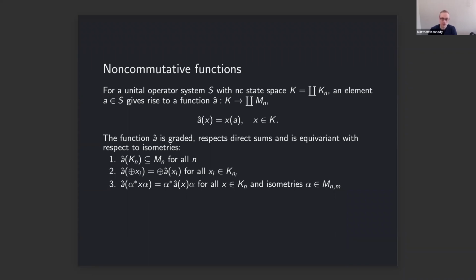It respects direct sums. If I take a direct sum of elements in these Kn, direct sums of UCP maps are UCP maps. And A hat respects direct sums in the sense that I've written down here for number 2. And the third thing that's important is that A hat is equivariant with respect to isometries. What this really says is that A hat respects the structure of the NC convex set K. This turns out to be equivalent to the statement that A hat sends NC convex combinations to appropriate NC convex combinations.